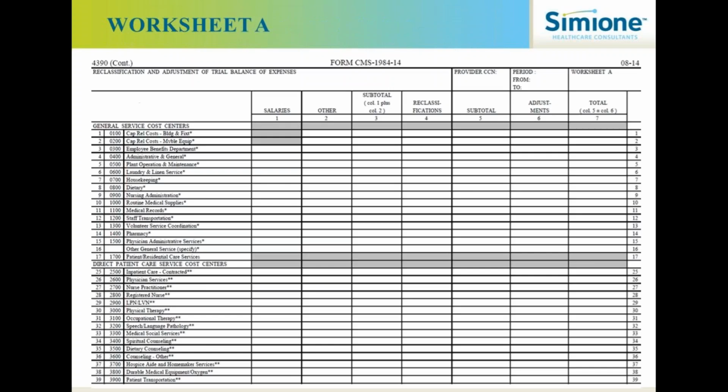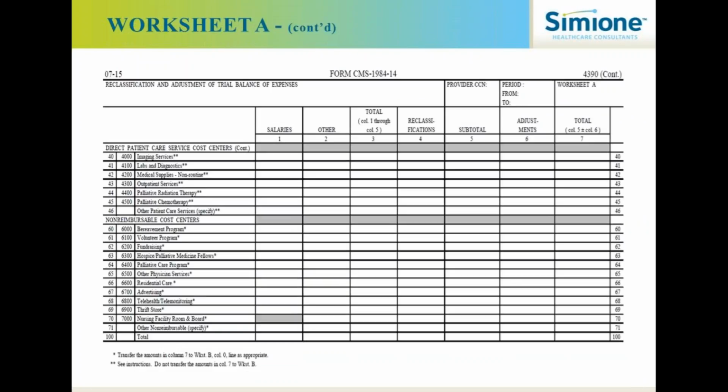Next slide, please. So here's an example of what the new worksheet A looks like, and I apologize that it's kind of small to read, but you can see how it's laid out between your general service cost centers, your direct care cost centers, and then your non-reimbursable cost centers. Now, I hope everybody's still with me. I know this is a wealth of information here. So let's move on, and this should bring us to page 40 on the slides, I believe, worksheet A.